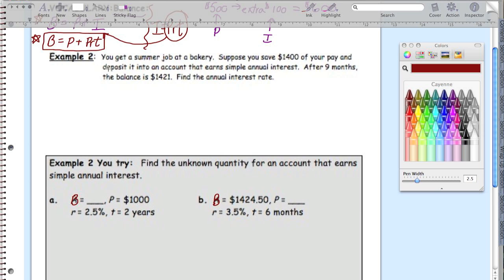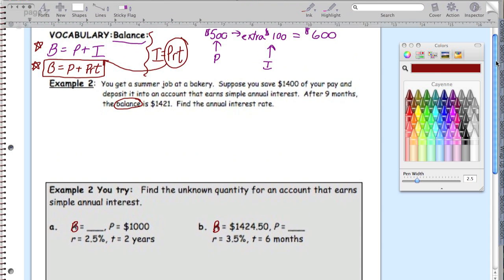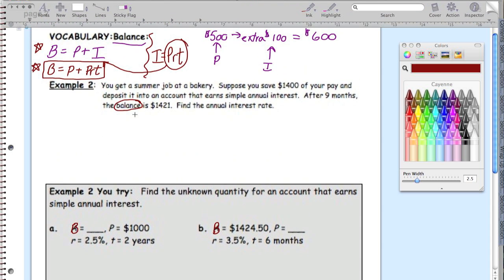Okay, they're giving us a lot of information here. One key word, though, that's going to stand out is this balance. So that's going to help me remember that I'm going to use this formula and not the one we did on the other page, because on the other page it was just I equals PRT, no place to put our balance.